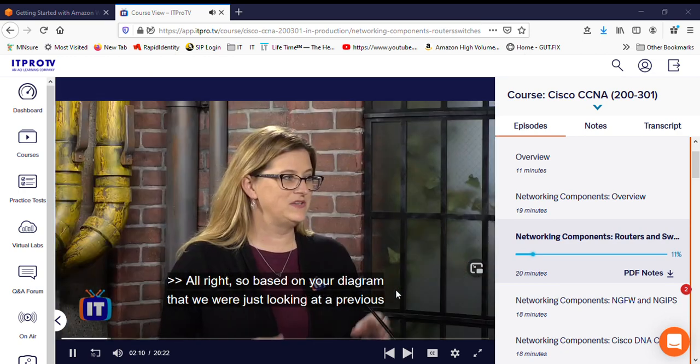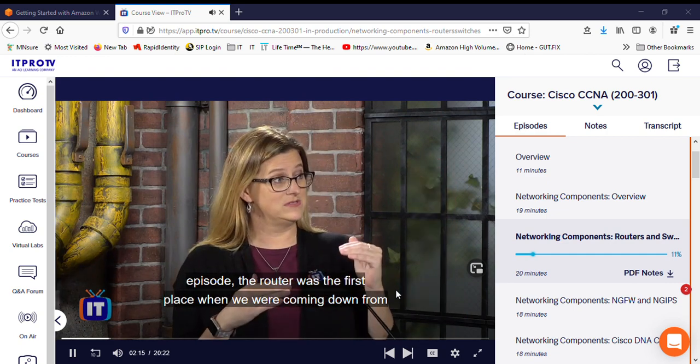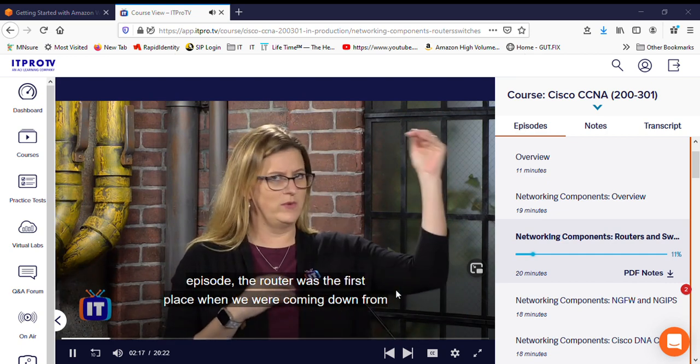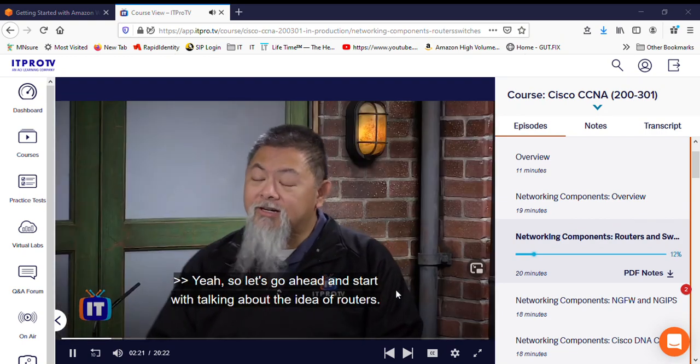All right. So based on your diagram that we were just looking at in the previous episode, the router was like the first place when we were coming down from the internet. So should we start there? Yes, so let's go ahead and start with talking about the idea of routers.